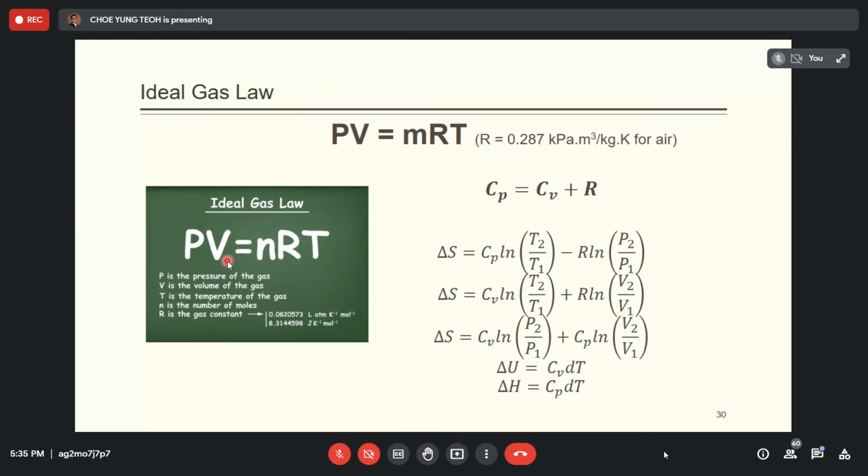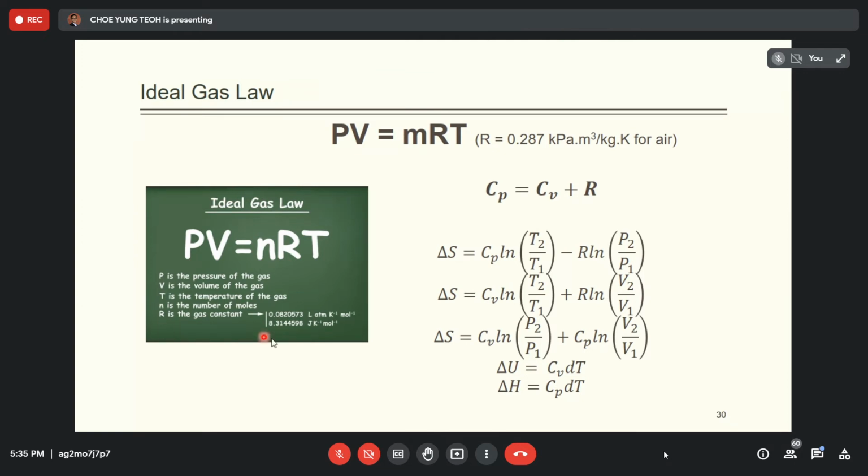Actually, PV equals nRT is the basic equation for the ideal gas law, but we rarely use this in exergy, because the n here refers to the number of moles. Remember that one mole is equivalent to a certain number of molecules, but we do not study it to that extent. You can see PV equals nRT and PV equals mRT. So what's the difference? The difference is in terms of R. They have different values of R.